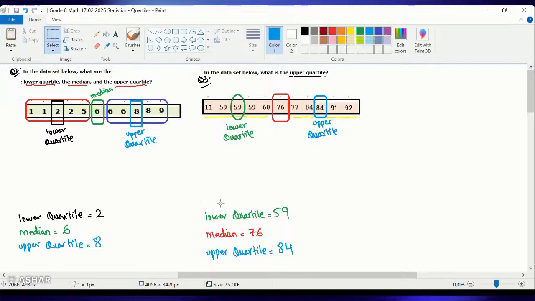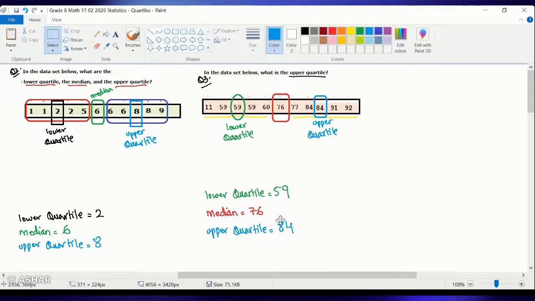Agreed? So we found the 3 possibilities for any given information set at your level, right? We can find the lower quartile, we can find the median, or we can find the upper quartile. The median would always be the middle value. This was the middle value, that is the median. The numbers have to be arranged in ascending order, right? Okay, let's look at another example.